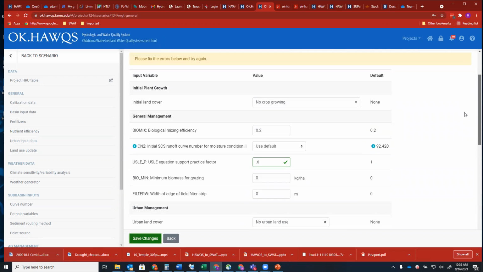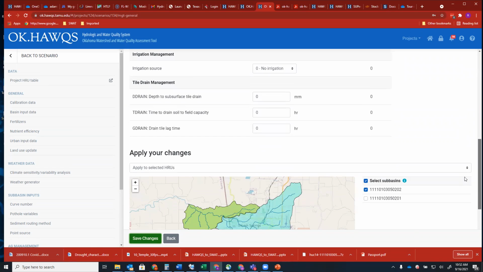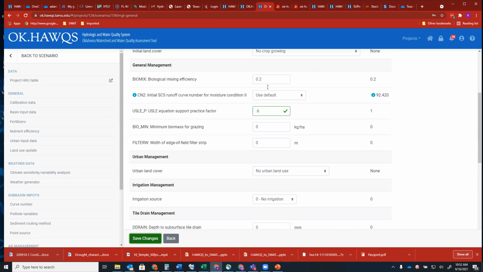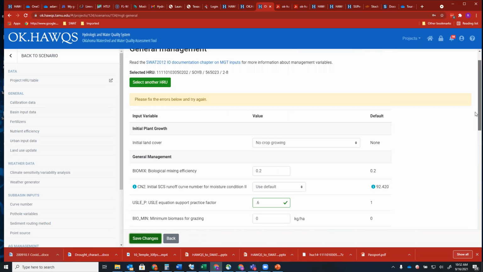So you see the idea of what you can do if you're applying some kind of best management practices and where you have to adjust your current number, either the curve number or the USLE P factor and things like that. You are able to do that in this menu here.